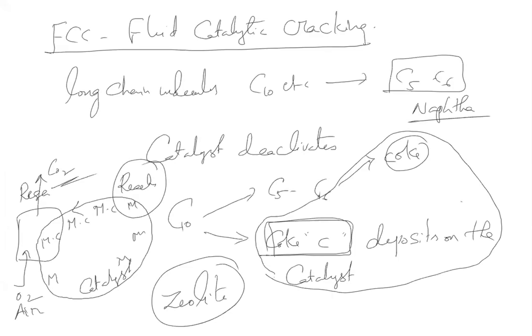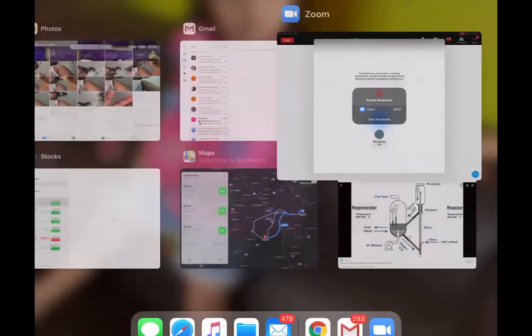So have we written this one? I'm going to disconnect this screen to share something with you. I'll show you how an FCC reactor looks like. M dot C means coke deposited on the catalyst. Can you see the screen now?